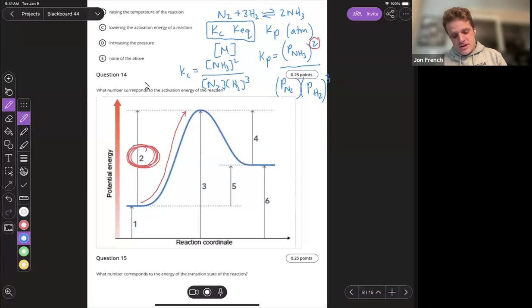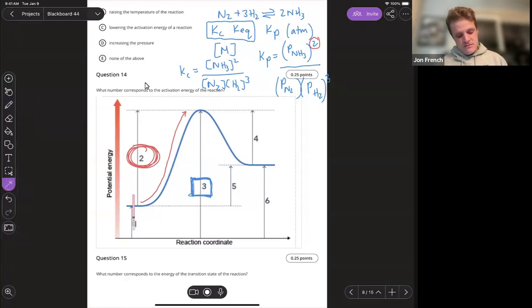The energy of the transition state, that is number 3. A lot of people are going with number 3. That is not my activation energy. The activation energy is the energy, right, from my reactants. Here's my reactants. I have to put the energy in to get this reaction to go. So that is the energy right there, just number 2.